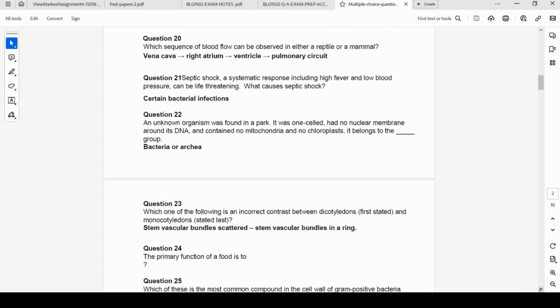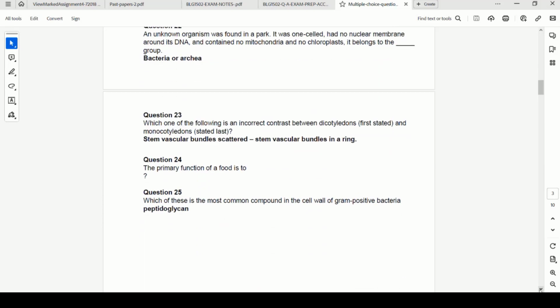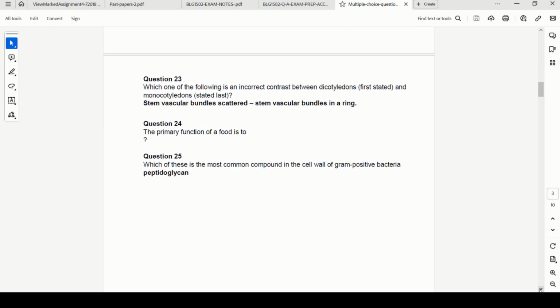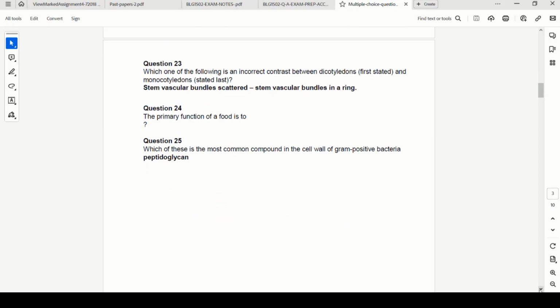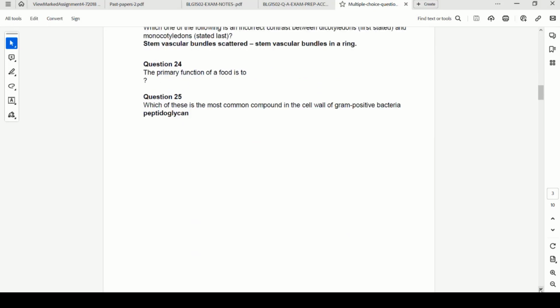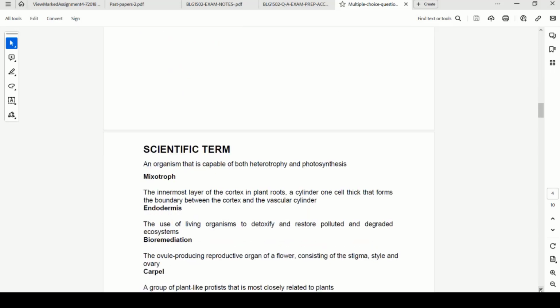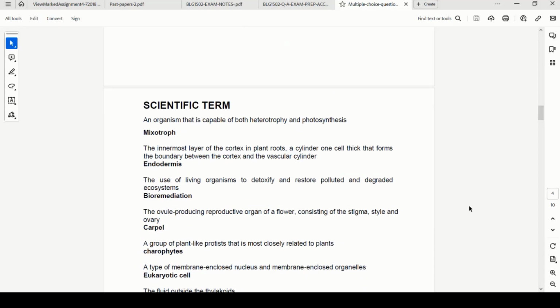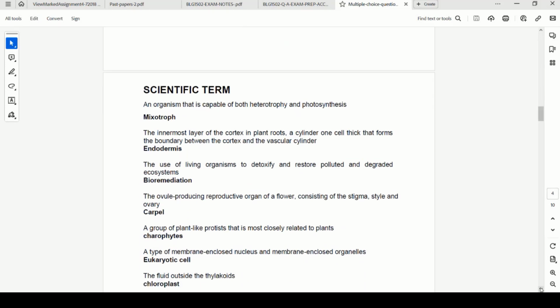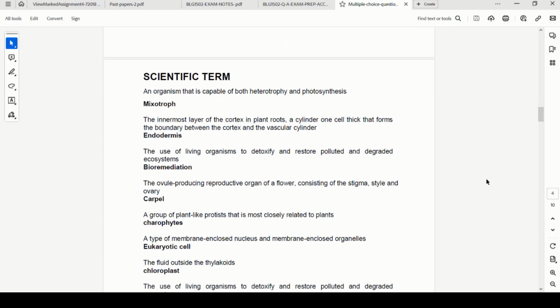I'm just going to go to the ones that we haven't done. Which of these is the most common compound in the cell wall of gram-positive bacteria? Then there will be peptidoglycan. And for scientific names, I don't know how it can be, but you need to be able to understand these terminologies, because a multiple choice question could be: what is an organism that is capable of both heterotrophy and photosynthesis, and they give various options, and then you're going to have to know that it is mixotrophy.